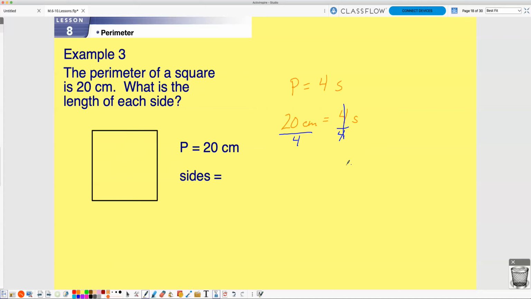So that means s equals 20 divided by 4, which is 5 centimeters. So the side of each one of these on the square should be 5 centimeters. I can double check it. If this was 5 centimeters, that means this has to be 5 centimeters, this has to be 5 centimeters, and this one has to be 5 centimeters as well. 5 plus 5 is 10, plus 5 more is 15, plus 5 more is 20. The perimeter is 20, so each one of those sides is 5 centimeters.